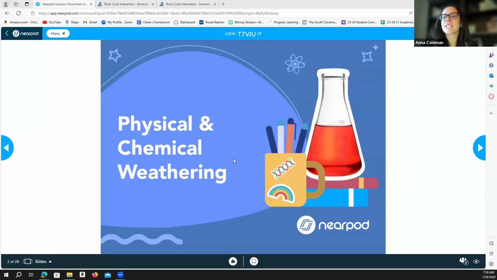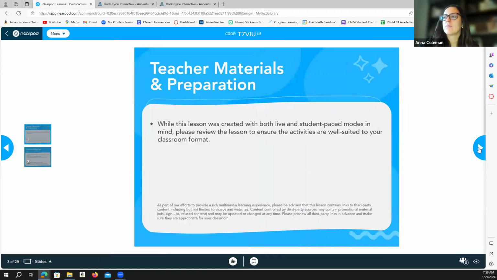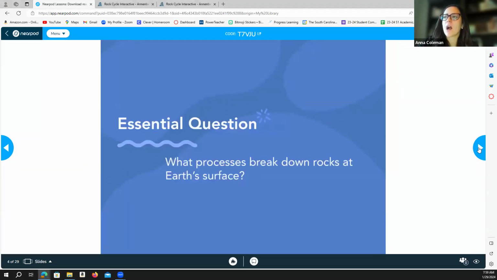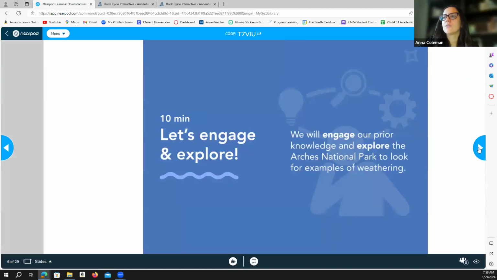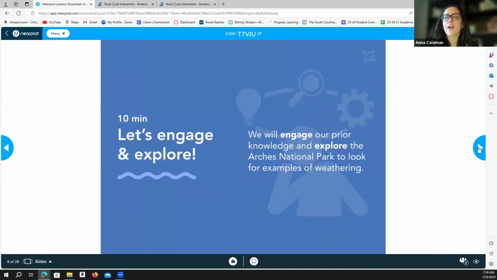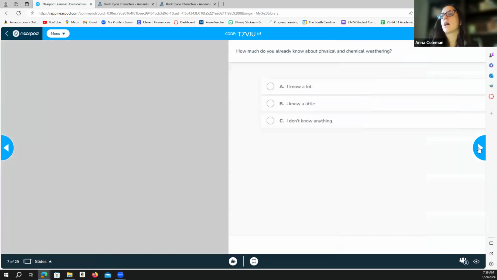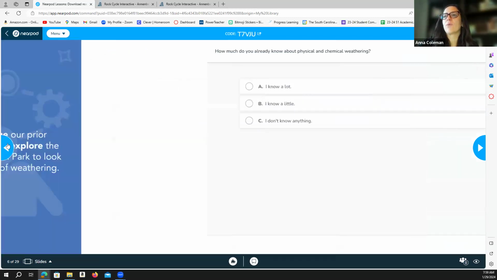All right, so this is the Nearpod you should be pulling up. Physical and chemical weathering. And we'll get started. So what processes break down rocks at the Earth's surface? All right, so we're going to engage our prior knowledge. We're going to explore the national park to look for examples of weathering.